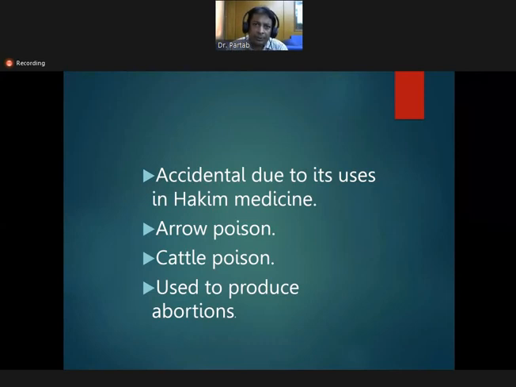Accidental poisoning occurs due to use by quack doctors, as Hakim medicine, as arrow poison in the wild areas, as cattle poison, or in the olden times, also used for abortion. Very minor dose has an effect on the smooth muscle of the uterus, and it readily causes abortion in pregnant ladies.